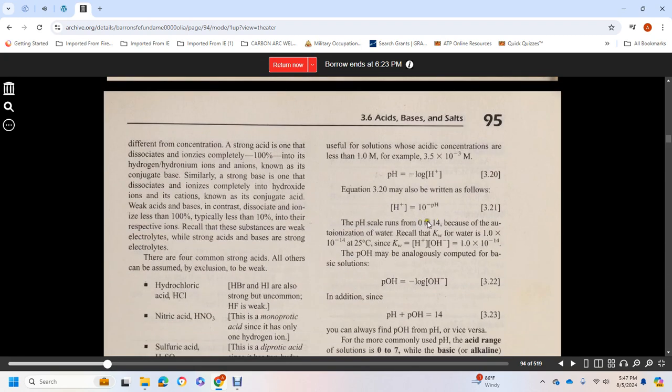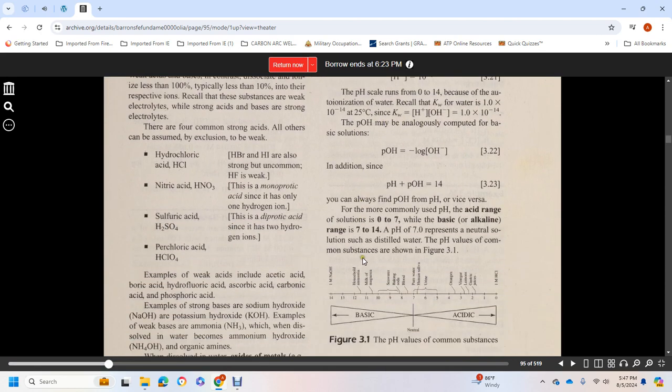The pH scale runs from 0 to 14 because of the autoionization of water. Recall that Kw for water is 1.0 times 10 to the negative 14 at 25 degrees Celsius. Since Kw is the hydrogen ion concentration times the hydroxide concentration, 1.0 times 10 to the negative 14, pOH can be computed for basic solutions. You can always find pOH from pH, or vice versa.